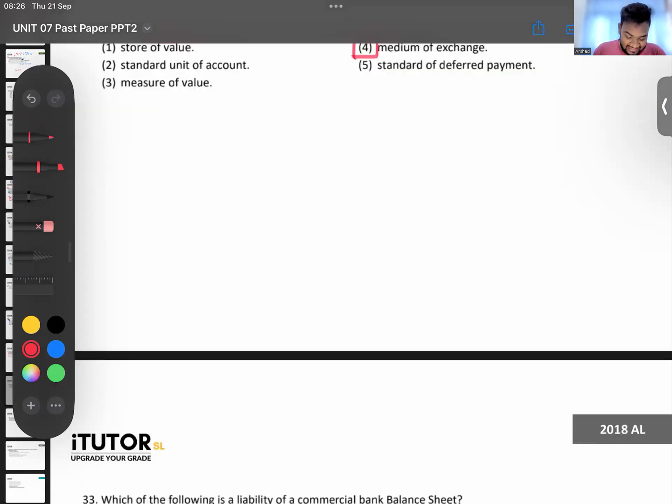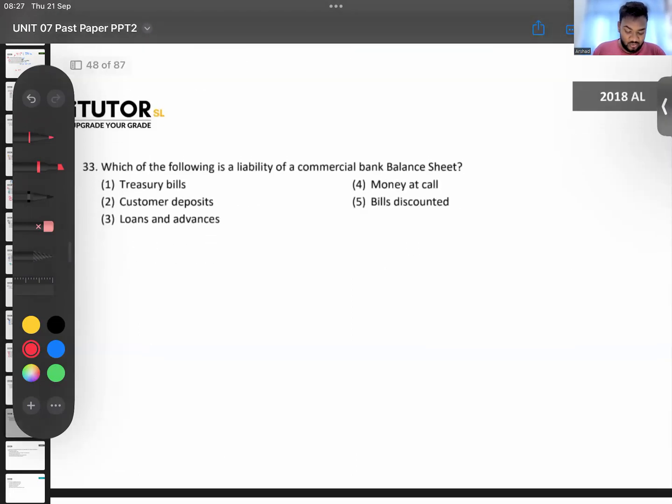Then 33. Which of the following is a liability of a commercial bank? Not store of value, guys. Transaction means what you keep for your day-to-day expenditure. Medium of exchange. Which of the following is a liability for a commercial bank? This also we did in one of the previous papers. I told you what are the assets, what are the liabilities.